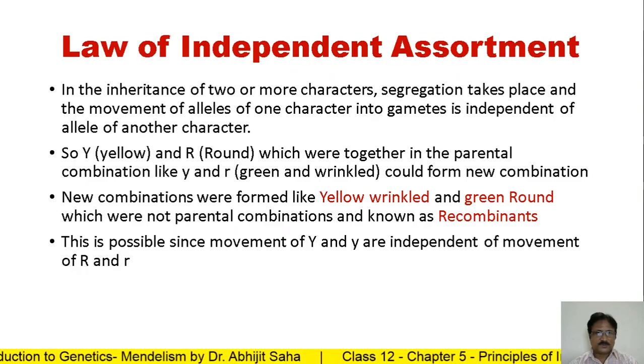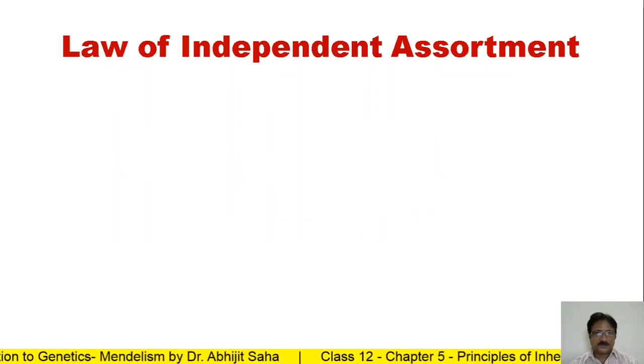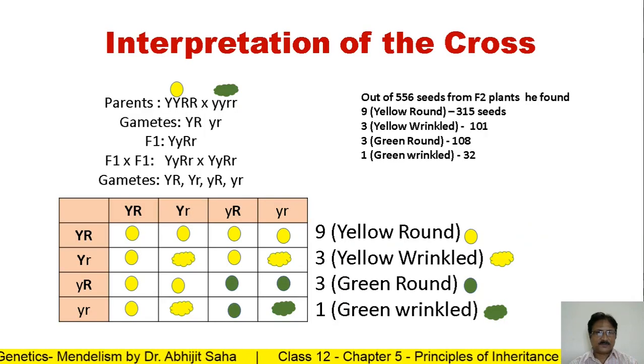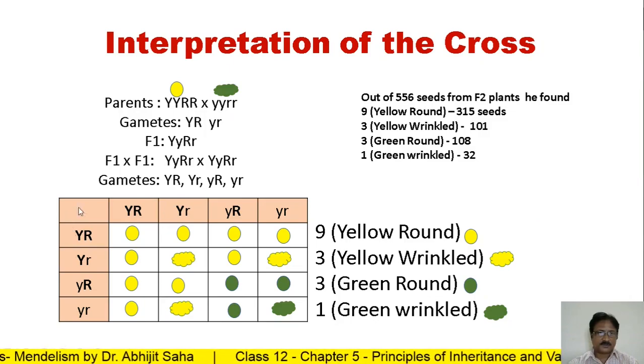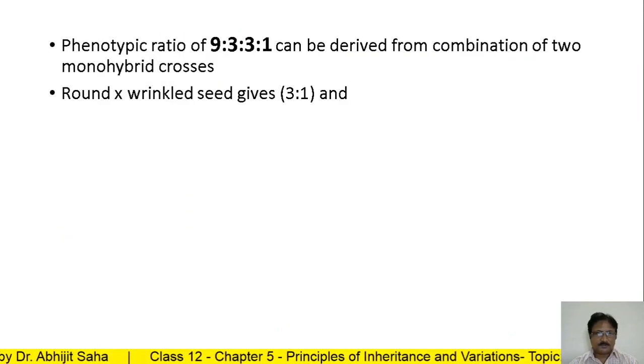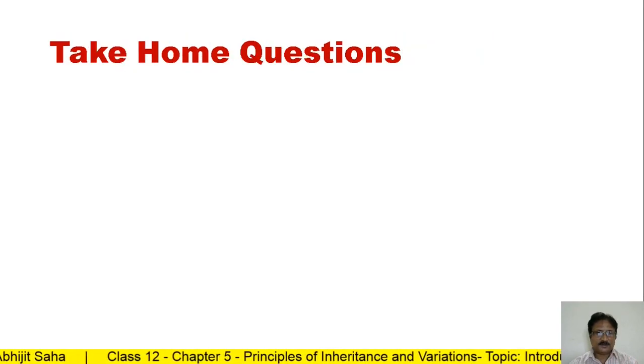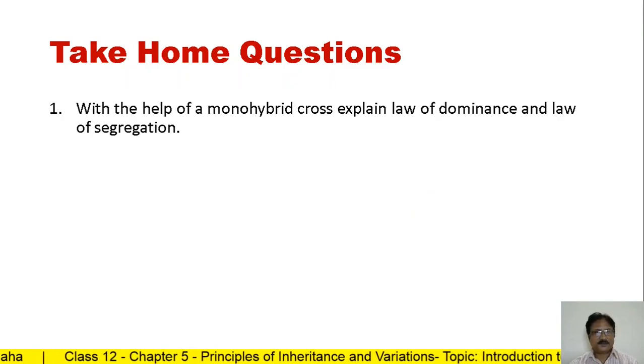So you must be able to write the different crosses as we have discussed here. Making this checkerboard or the Punnett Square is very, very important. Writing the genotypes and also finding the phenotypes. We will give you some questions based on the discussions we have just made so that your learning becomes permanent. Some questions I am giving you.